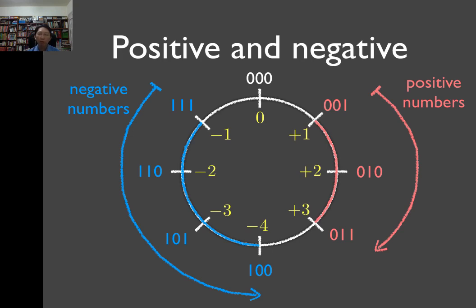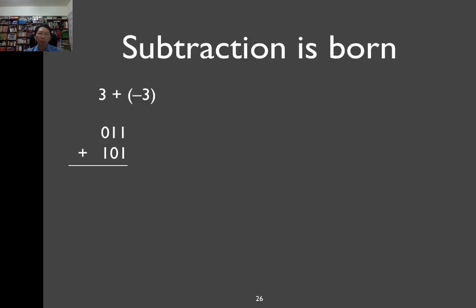You can see it is left-right symmetric. They are symmetric along the vertical line. And we also notice that there is one more negative number than positive numbers. Then subtraction is born. With negative integers, subtraction can be performed. Let's see 3 plus negative 3.